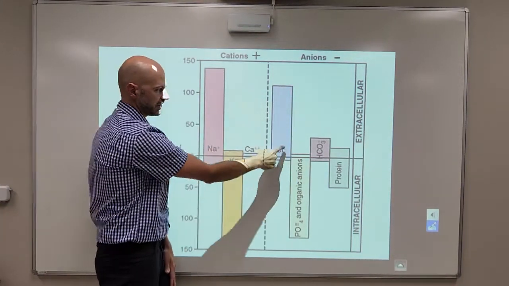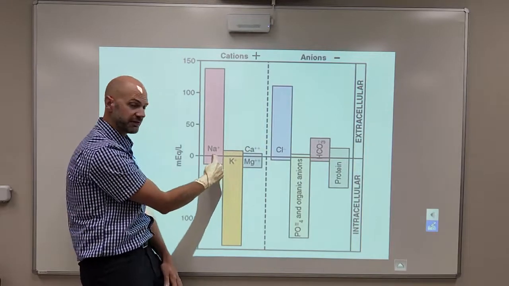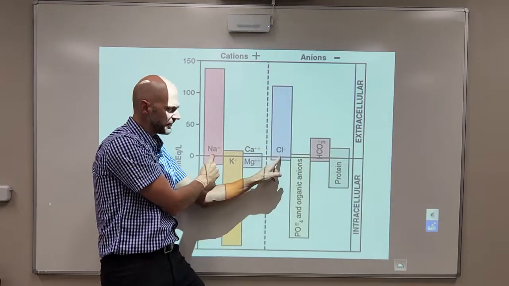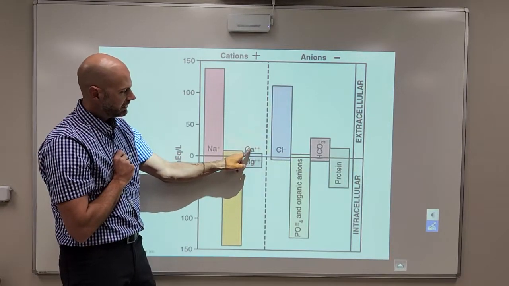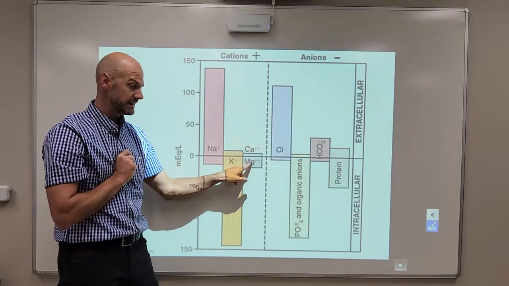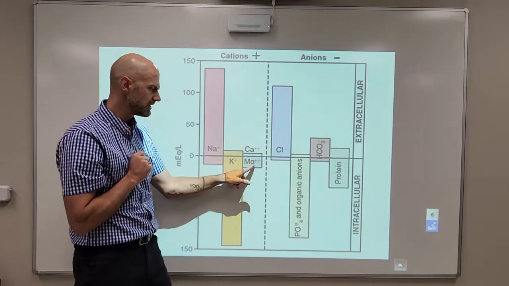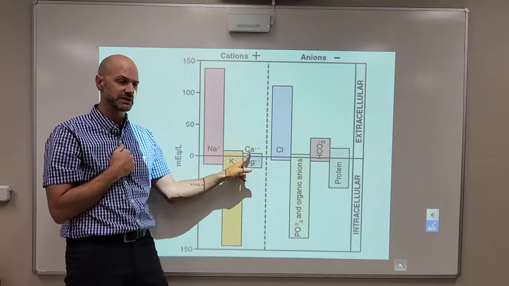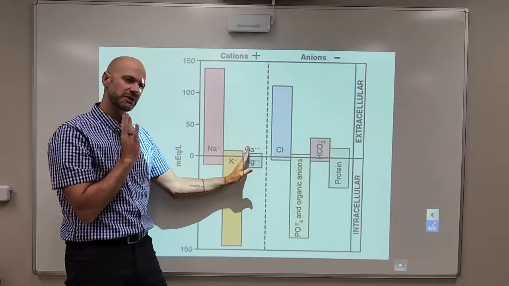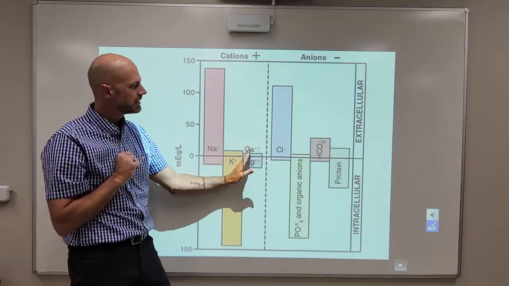Okay, the sodium and chloride. Now again, there's a little bit of sodium on the inside and a little bit of chloride on the inside, but not much. Magnesium and calcium are indicated here. They're always a +2. There's slightly more magnesium on the inside and slightly more calcium on the outside.